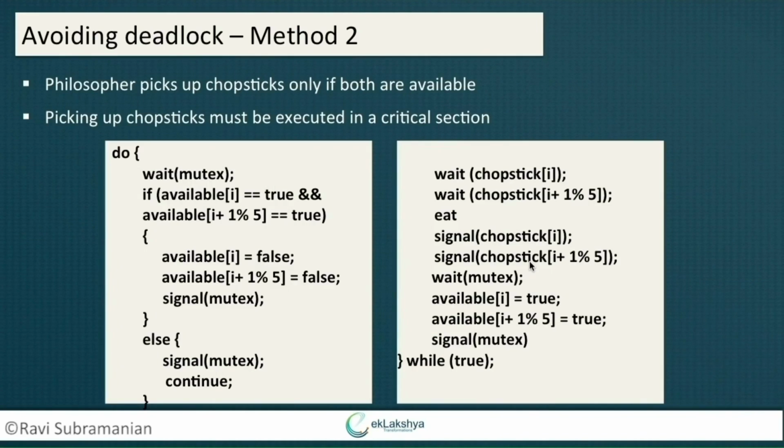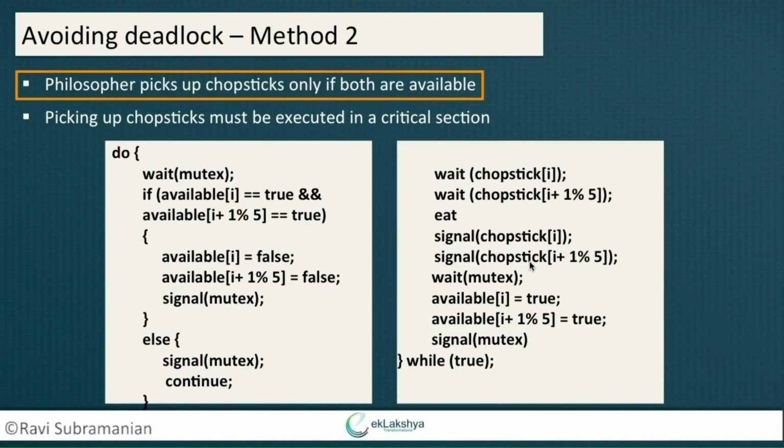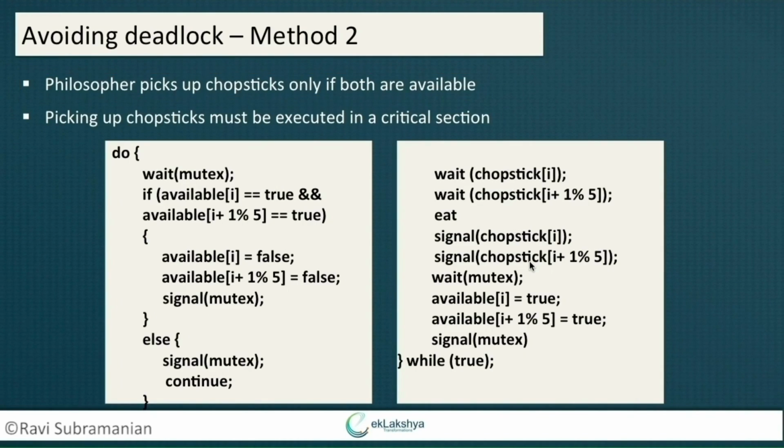So let us look at method 2. Here the philosopher will pick up the chopsticks only when both are available, that is, only when left and right are available. He is not going to take the left first and wait for the right, which gets us into the situation of deadlock and starvation. Here he will initially look at whether they are available, whether anybody is using them. Only if nobody is using them, he will actually take them.